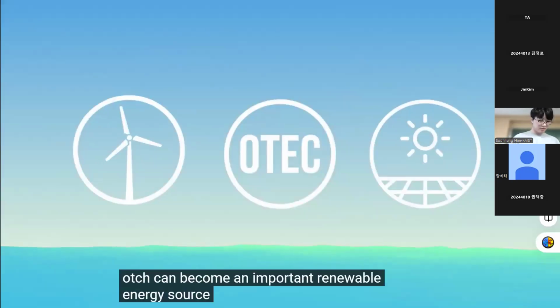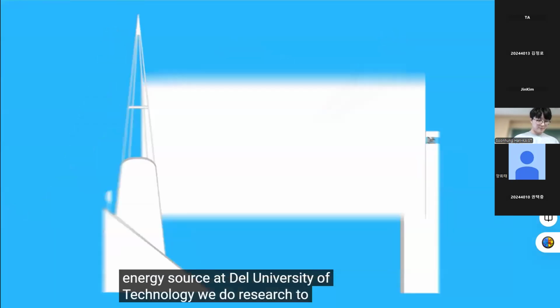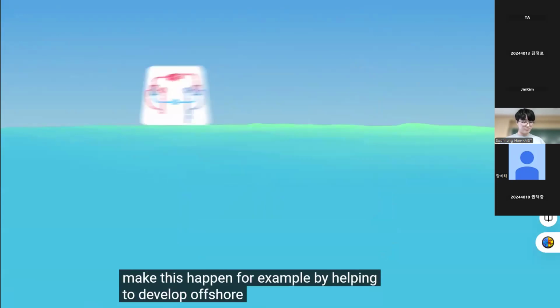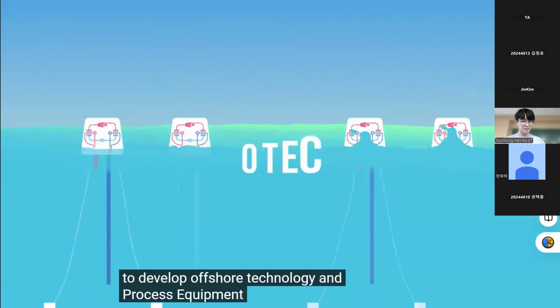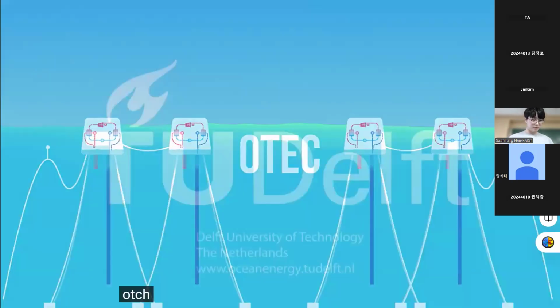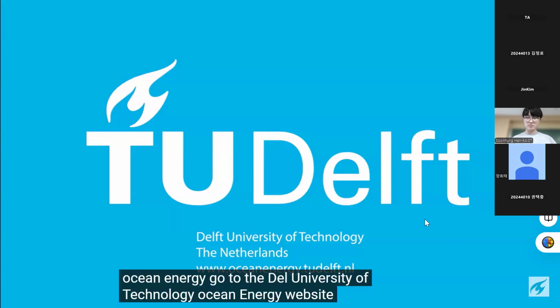OTEC can become an important renewable energy source. At Delft University of Technology, we do research to try and make this happen, for example, by helping to develop offshore technology and process equipment for OTEC. If you want to find out more about ocean energy, go to the Delft University of Technology Ocean Energy website.